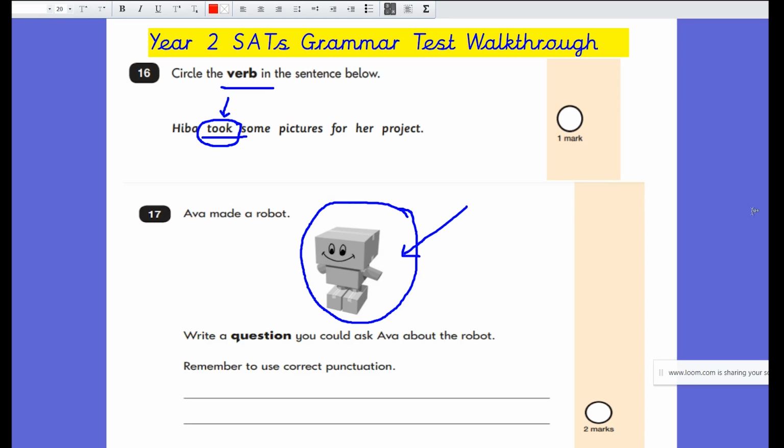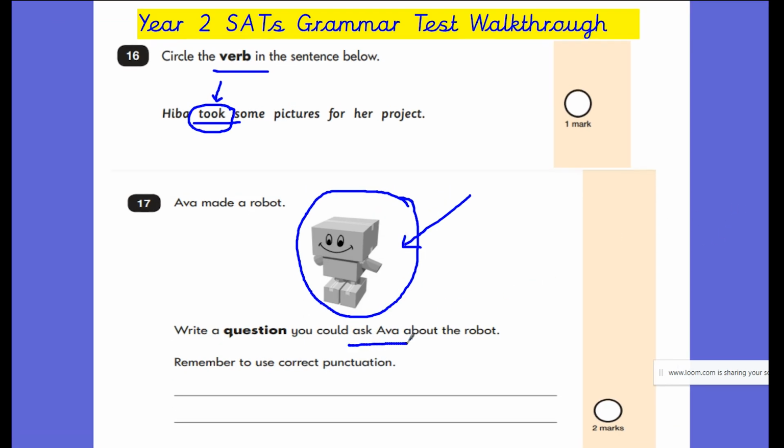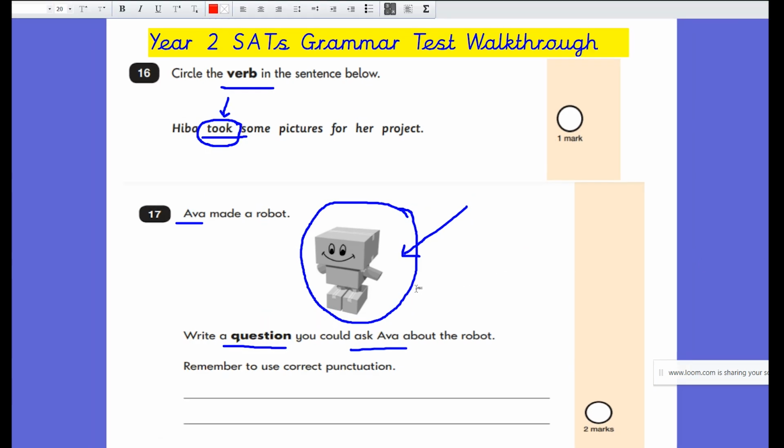So notice that the question is to Ava and not to the robot itself, like, what is your name, robot? So you need to make sure that in this question, the children think of a question that you can ask to Ava, not the robot. Okay, you're asking Ava a question about her robot. It's a 2-mark question, which means that there are 2 places the children can score a mark. So firstly, they can score a mark by writing an appropriate question with a capital letter at the start.